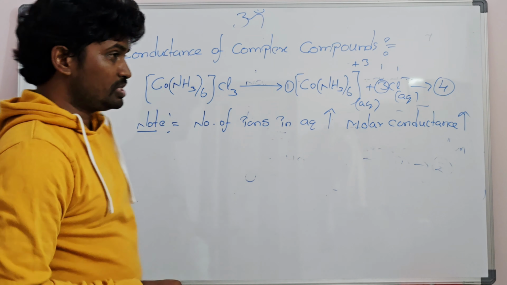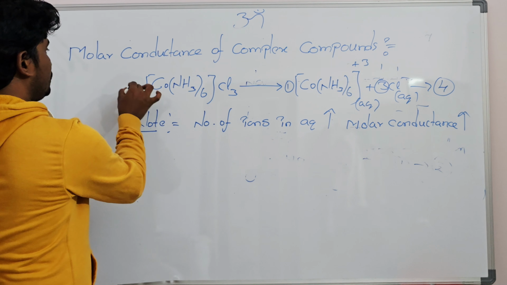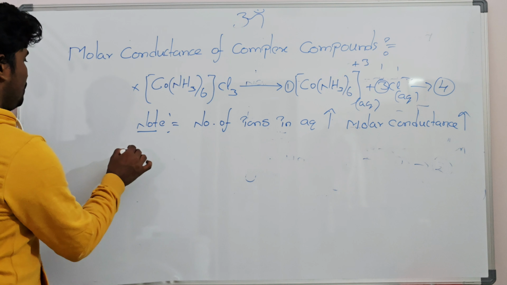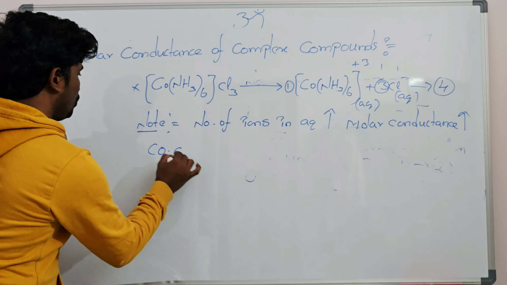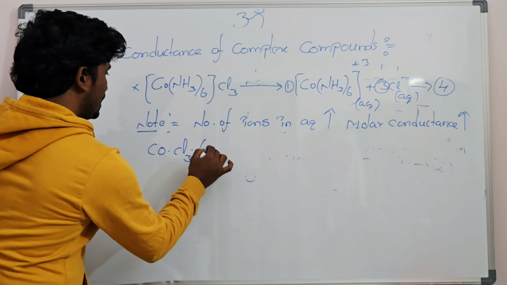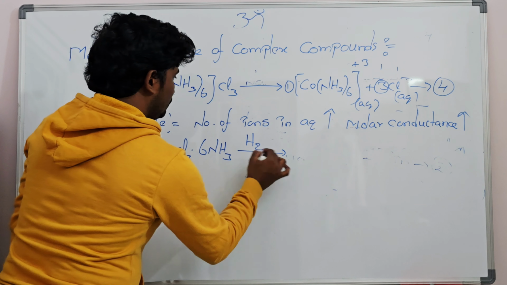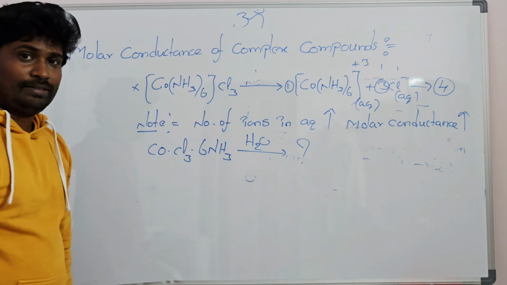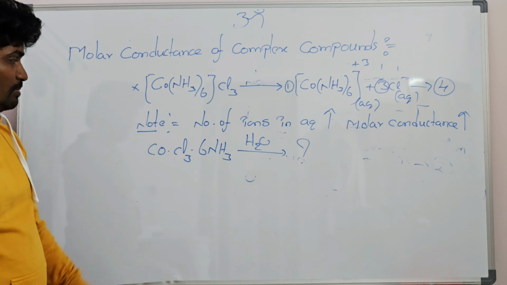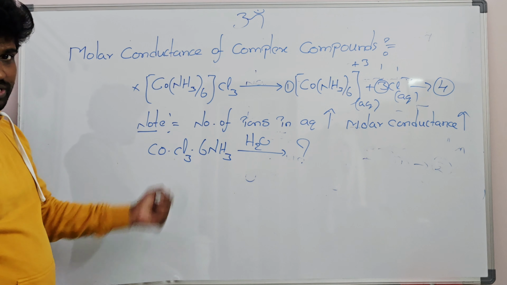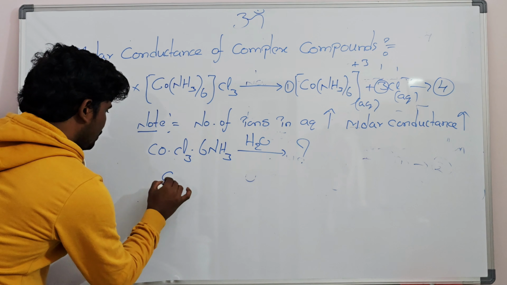But in the examination, they mostly do not give it like this. In the examination, they give the representation CoCl3.6NH3. After dissolving in water, how many ions are generated? How many ions does this complex liberate? You know how we represent this complex compound: the central metal atom is cobalt.